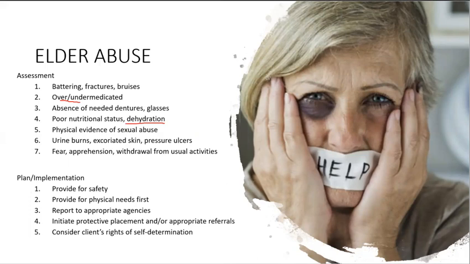And what's our plan for this client? We want to provide for safety, provide for physical needs first. We can't say this enough. Physical needs have to be taken care of first. And you want to report to appropriate agencies. You want to initiate protective placement or appropriate referrals.